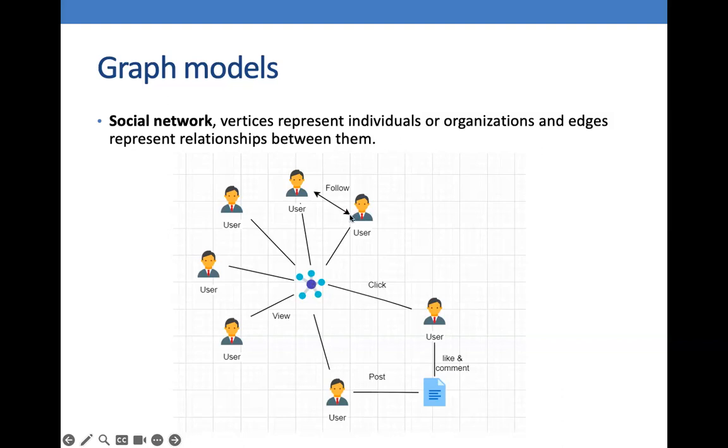Okay, and we can also model the relationship between users. For example, these two users are following each other on this social media site. And we can also model the activities of certain users. Let's say this user has posted, and this other user, on the other hand, has liked and commented on the post that was posted by this other user.